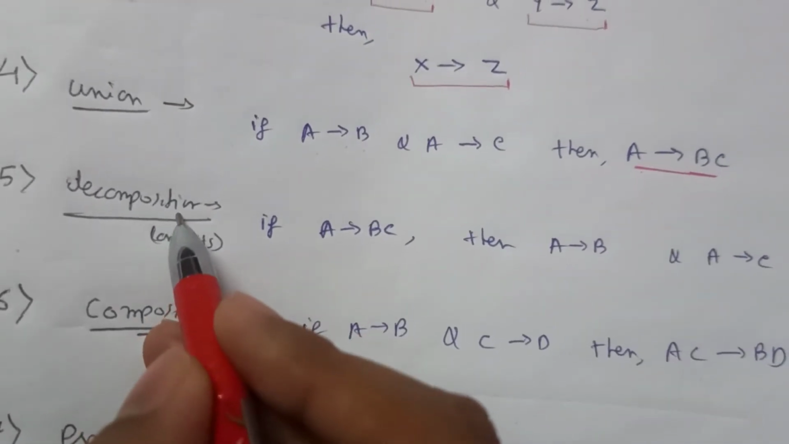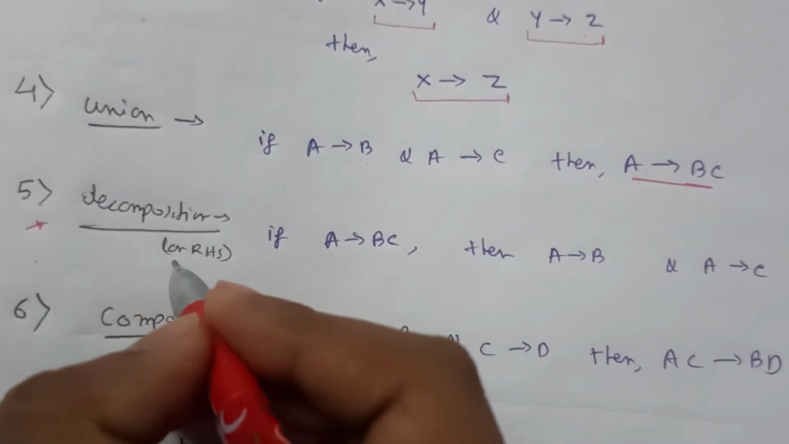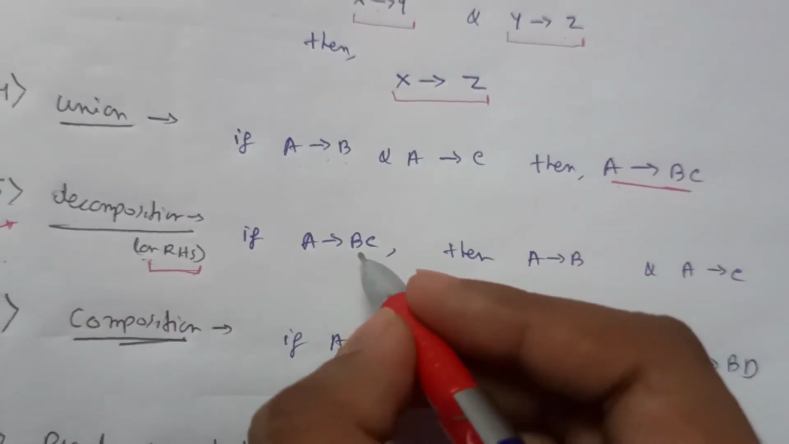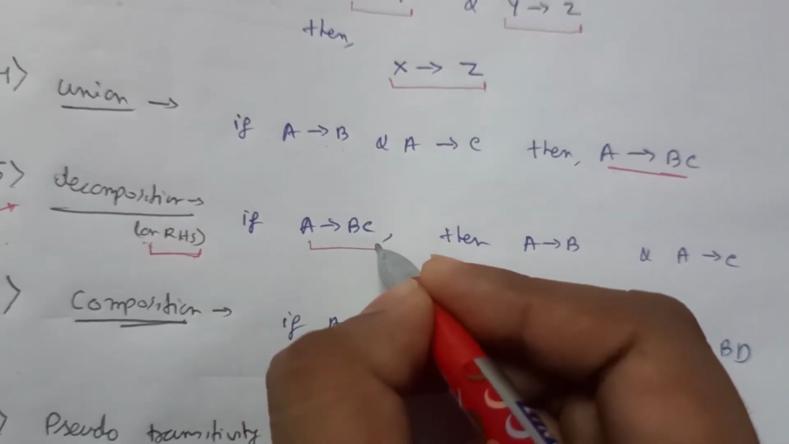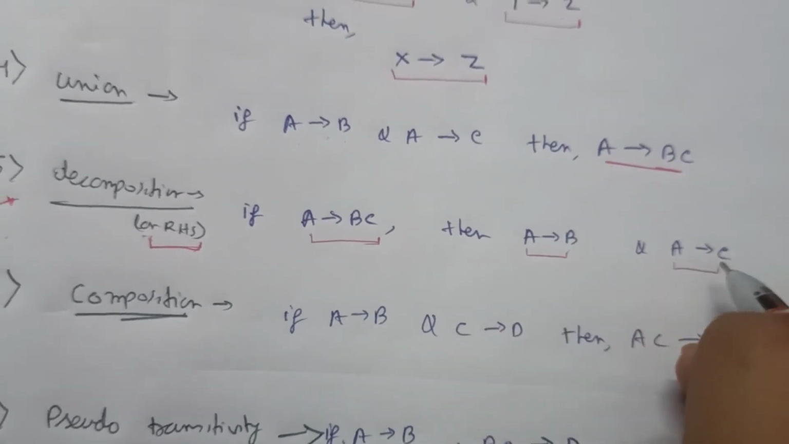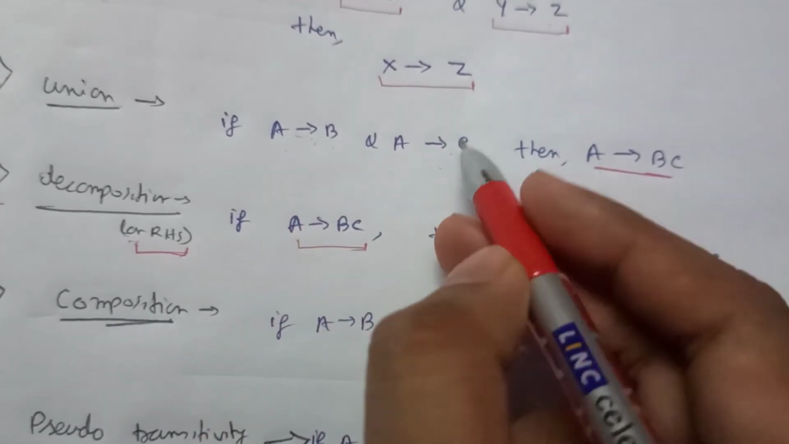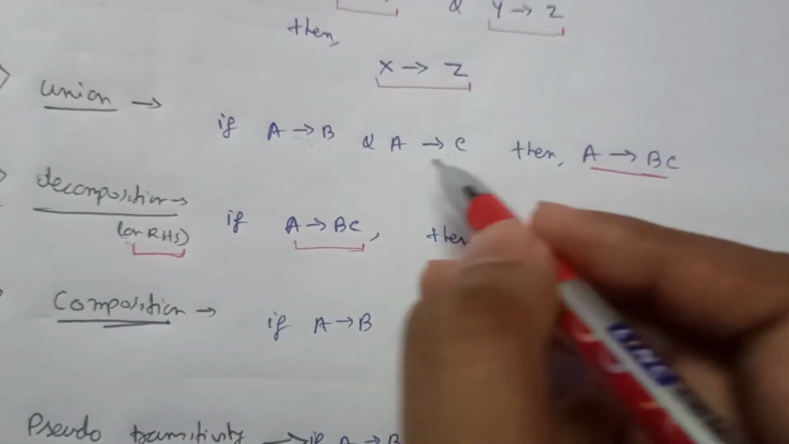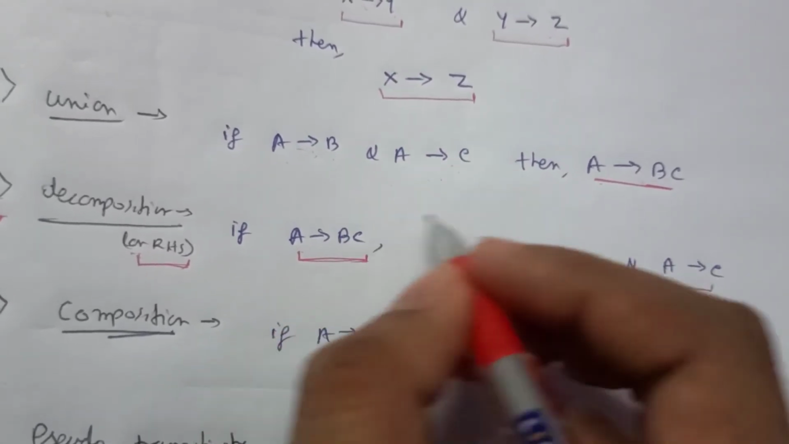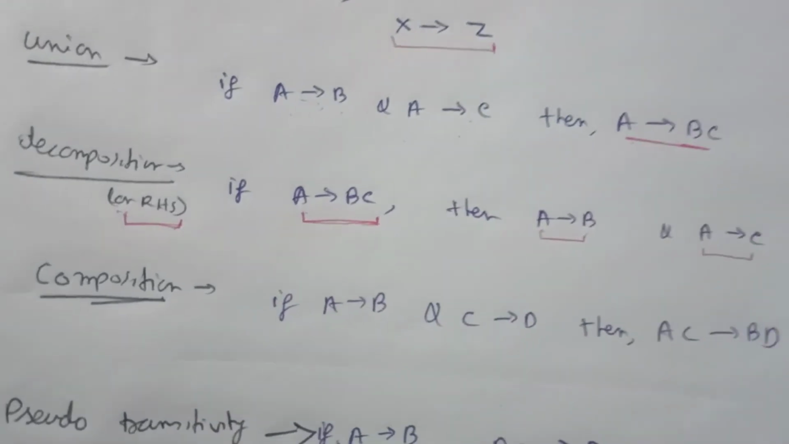And what is the decomposition property? For decomposition, remember that it is done only on the right hand side. Suppose there is a functional dependency that A can determine BC, so we can write that A can determine B and A can determine C. This is just the opposite of the union. There we had two different functional dependencies and combined them into a single one. Here we are doing just the opposite. We have a functional dependency where A can determine BC and we are just dividing the right hand side. So A can determine both B and C separately.